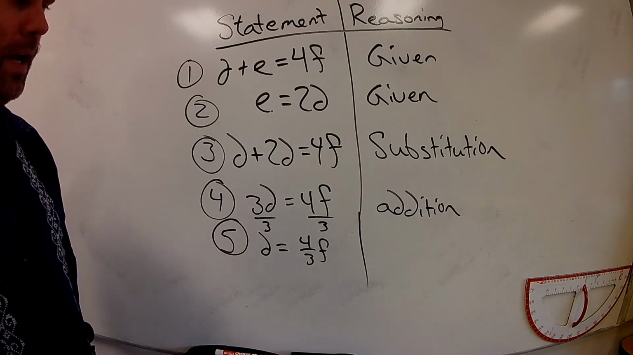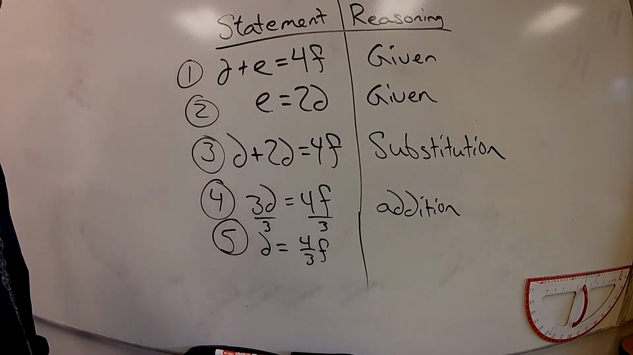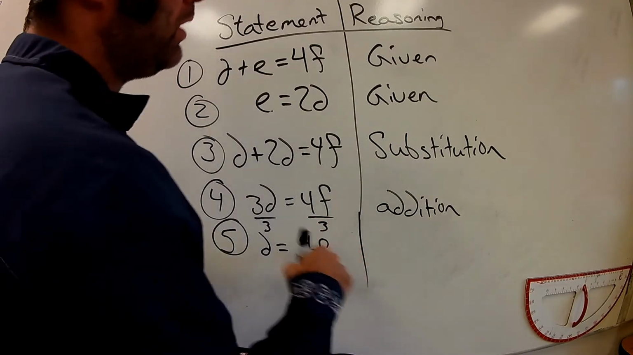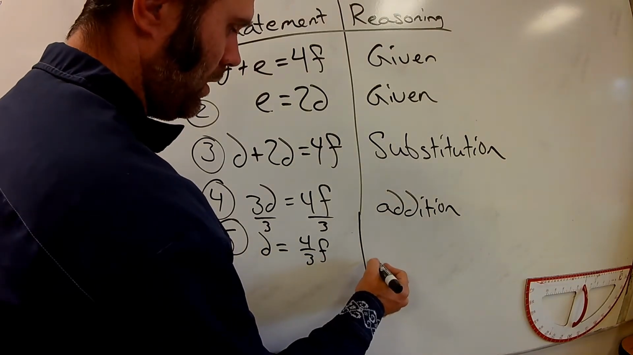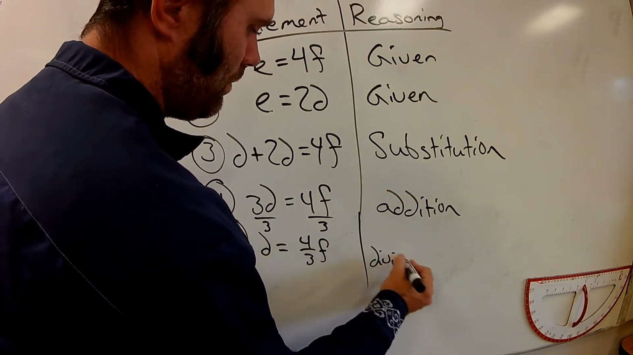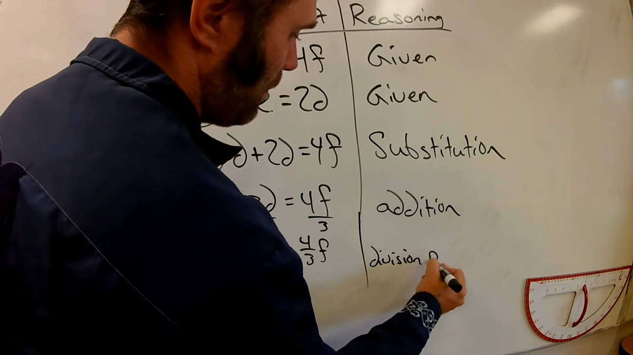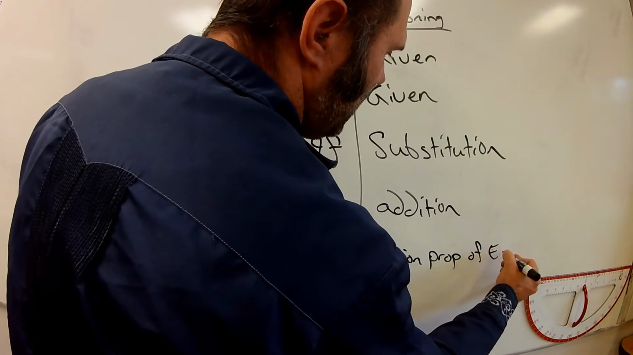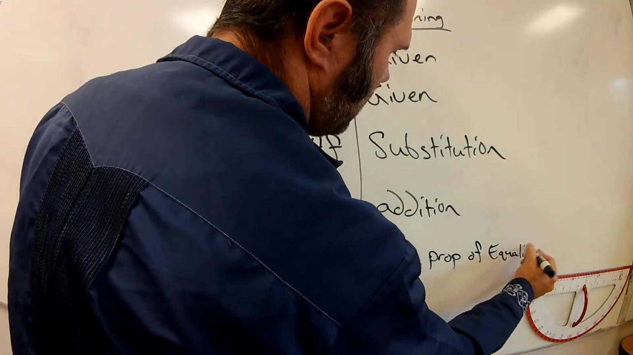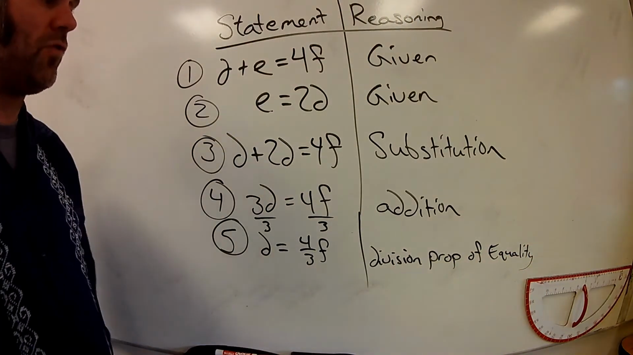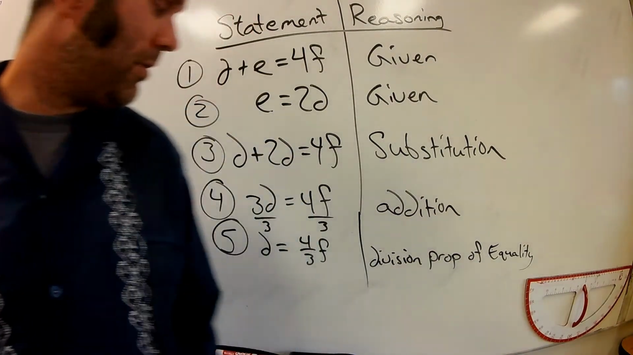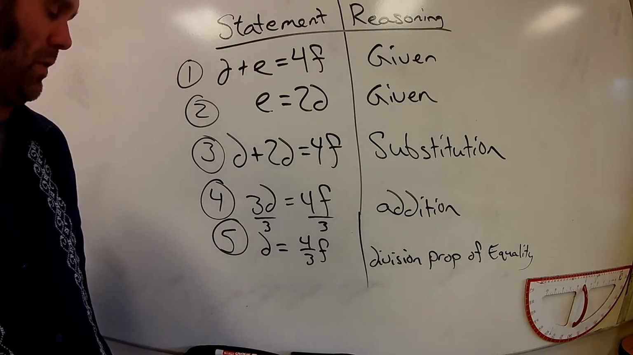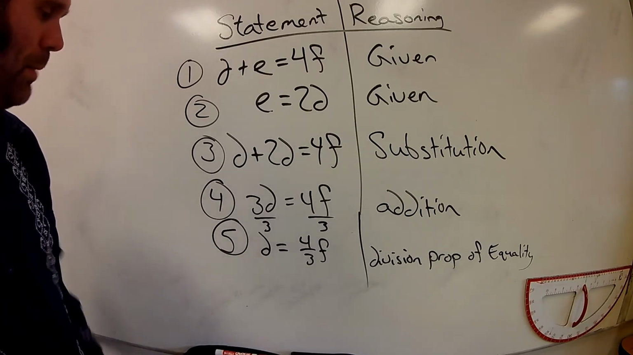Dividing both sides by the same number. So it's the division property of equality. So the true statement or reason here is the division property of equality. So the division property of equality tells us that we can divide both sides by the same number and not harm the equation. All right, number 6.